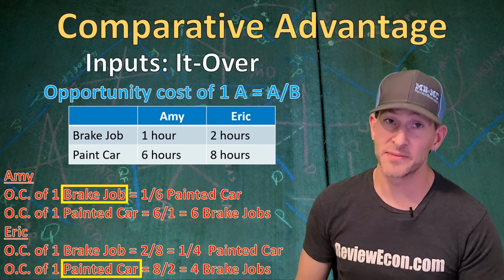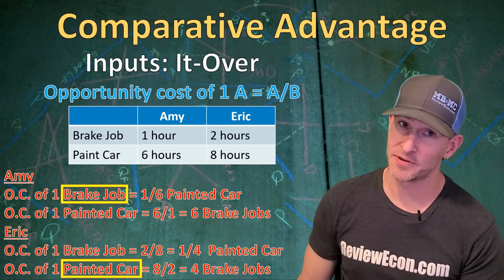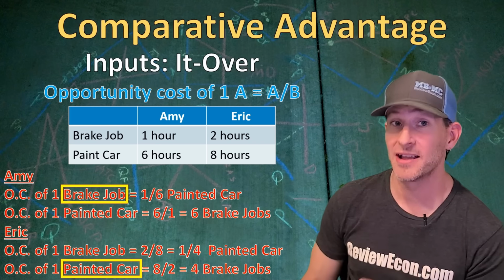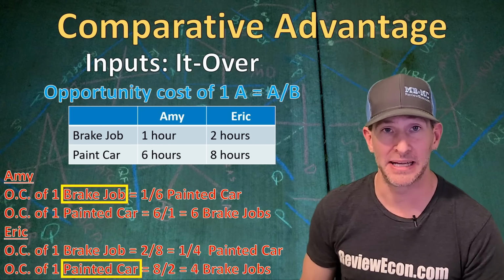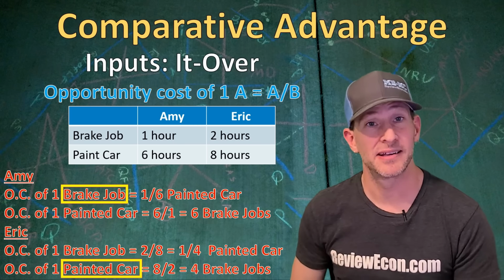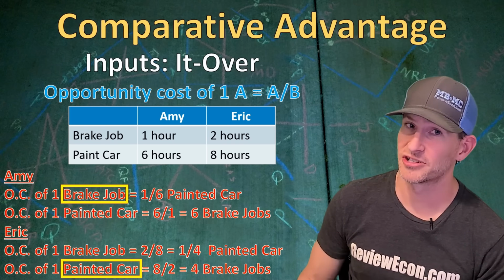If we get an input problem, then the opportunity cost can be calculated with the "it over" formula. That means the opportunity cost of producing 1 unit of A will be the numbers we have for item A, divided by B. And in this example, Amy has the comparative advantage in the production of brake jobs, while Eric has the comparative advantage in the production of painted cars.